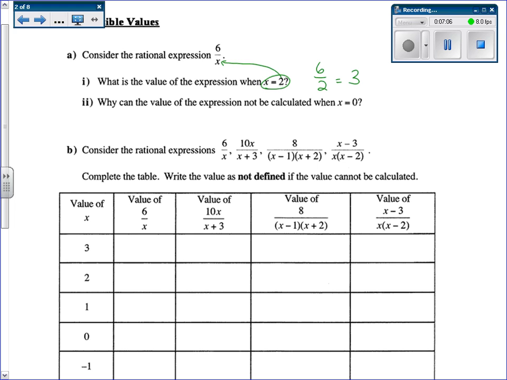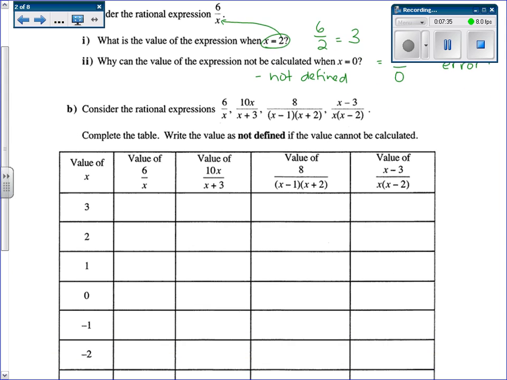And now we want to do the same thing, but when x equals 0. You've probably tried to divide by 0 on your calculator before, but if you go 6 divided by 0 on your calculator, you might get something that says error. And we say this is not defined. You can't divide by 0. So any number divided by 0 is not defined. It doesn't exist. It's not 0. It's not infinity. It's not any crazy number. It's not defined.